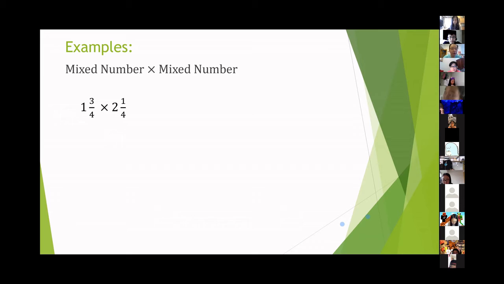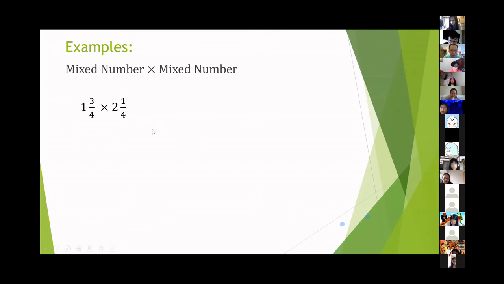Does anyone need more time? It's 3 and... okay, 3 and what? 3 and 15 over 16. Is it correct? How many of you get this number? 3 and 15 over 16?